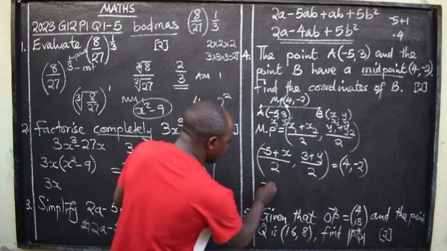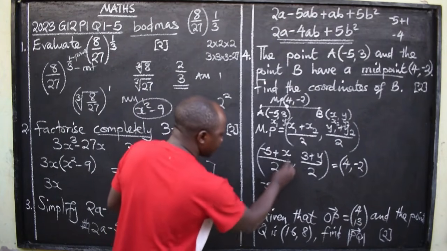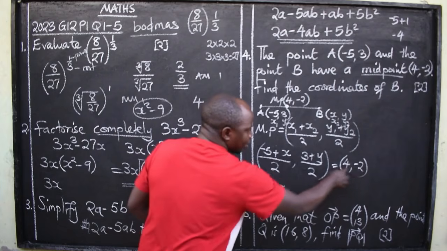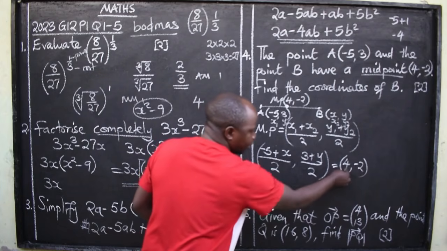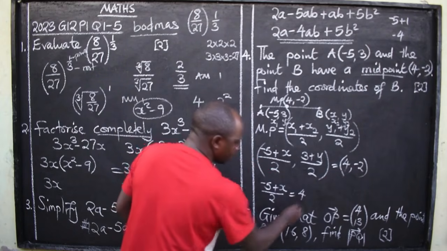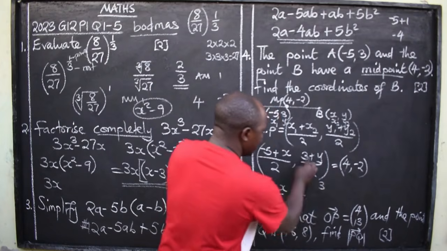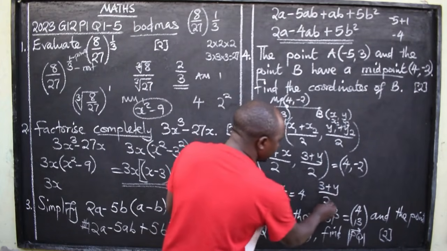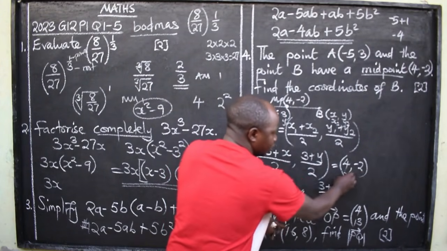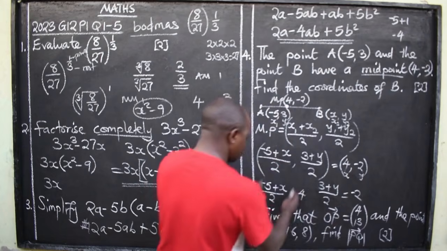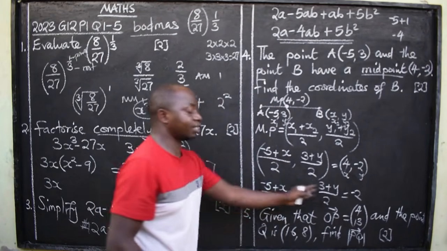So you're going to say -5 plus x, divided by 2. This is x. The x coordinate here is 4. So it equates to 4. You come to y. 3 plus y over 2. This is x, this is y. Solve this. Find the values of x and y.